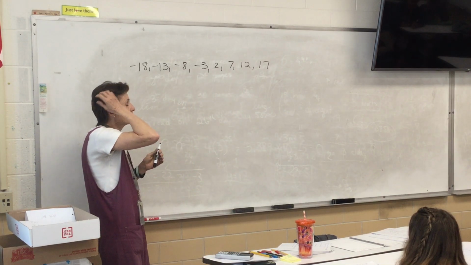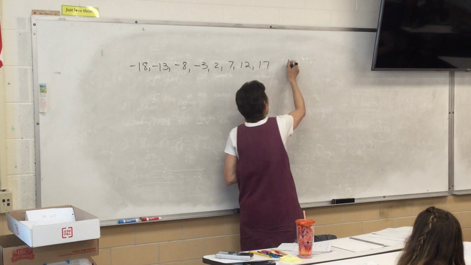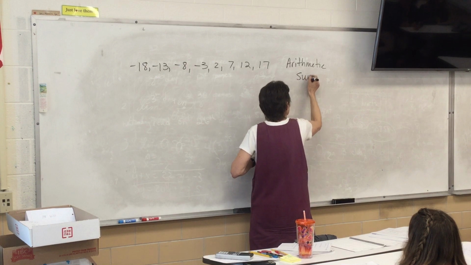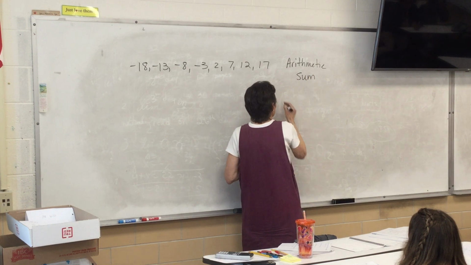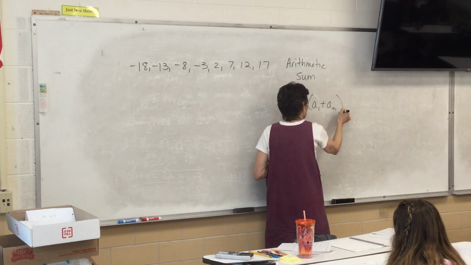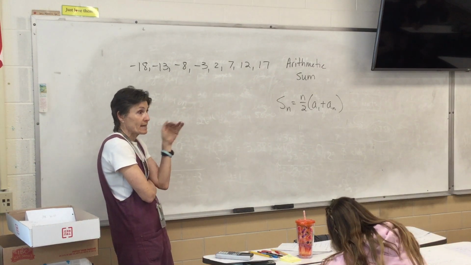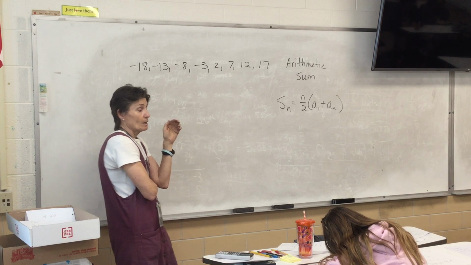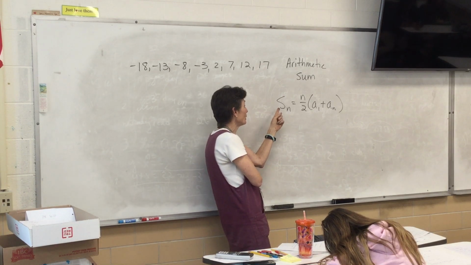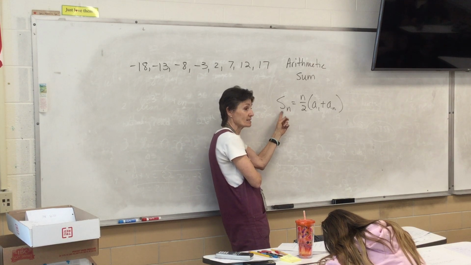So luckily for us, there is a formula for this. If it's an arithmetic sum, which you said this one is, adding them up, the formula looks like this. So write that down, and then we're going to make sure you know what all those letters stand for. The S is your clue that this is a sum formula. This formula adds, that's what the S means, sum, S-U-M.